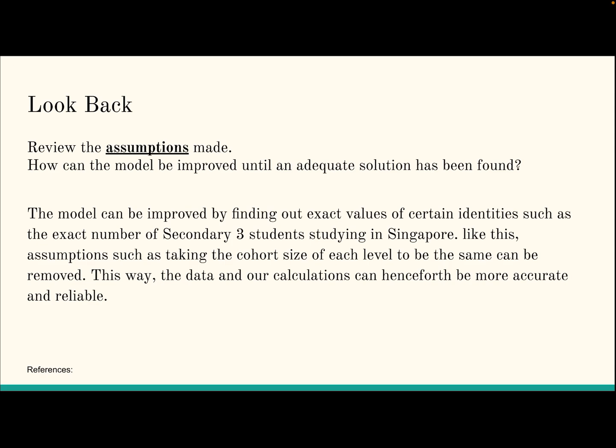We feel that the model can be improved by finding out exact values of certain quantities, such as the exact number of Sec 3 students studying in Singapore. Like this, assumptions such as taking the cohort size of each level to be the same can be removed. This way, the data and our calculations can henceforth be more accurate and reliable.